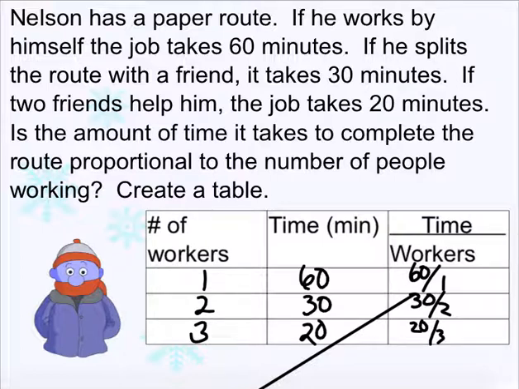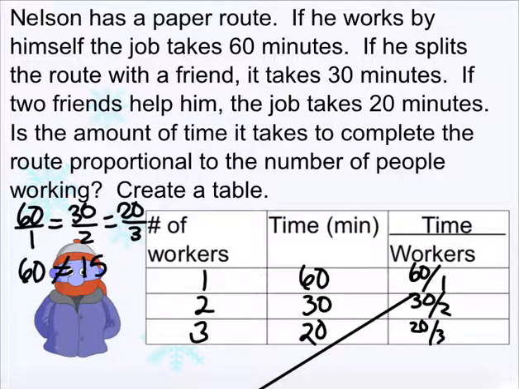The question is, is this a proportional situation? And we would say, well, let's see if these ratios are the same. 60 over 1, is that the same as 30 over 2? Same as 20 over 3? And we would say no, because all of these reduce to 60 does not equal 15, which does not equal 20/3. Okay, which is about 6 2/3, right? Those are not the same, so this is not a proportional relationship.